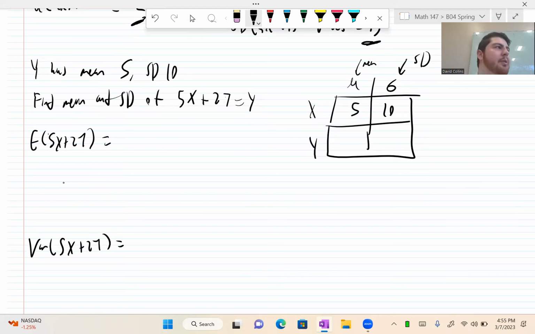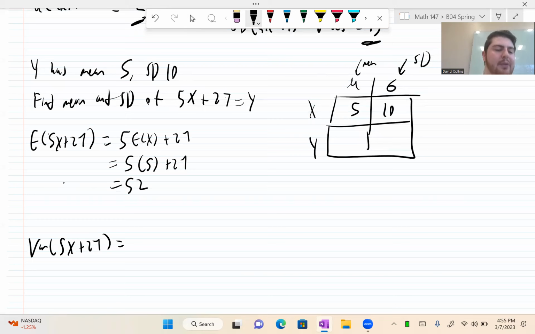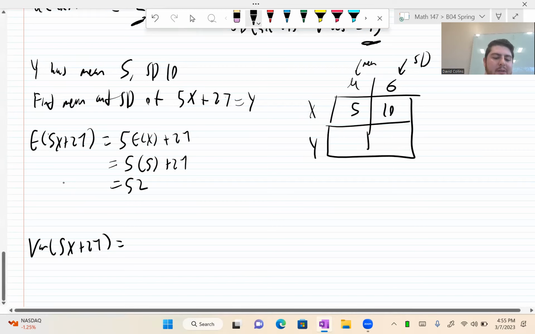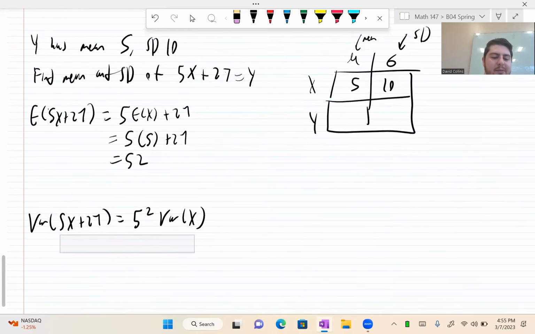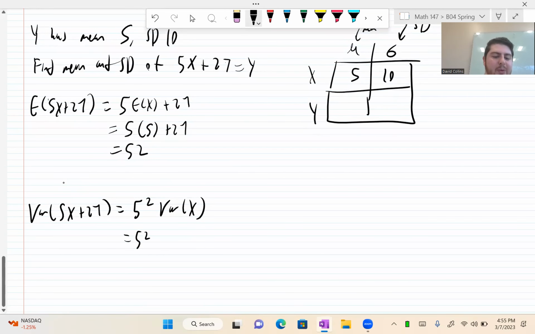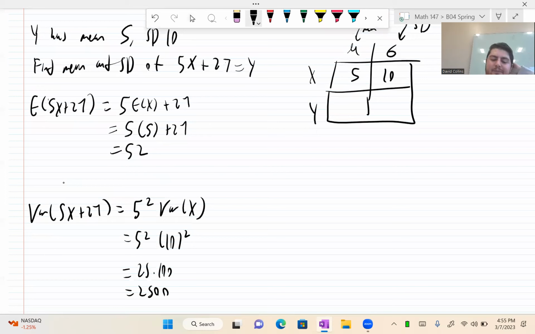Okay. I'm going to start going through this. So this is 5 times the expected value of x plus 27. This is 5 times 5 plus 27. That is 52. Everyone get that? Variance is 5 squared times the variance of x. That is 5 squared times 10 squared. 25 times 100, 2500. So the standard deviation of 5x plus 27 is 50.